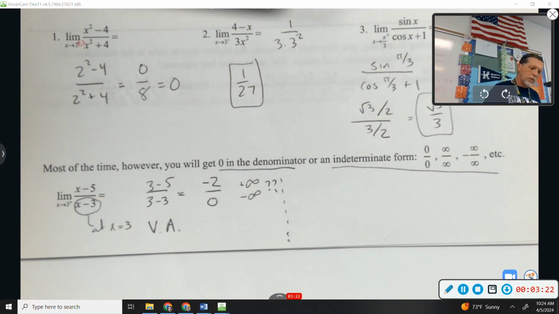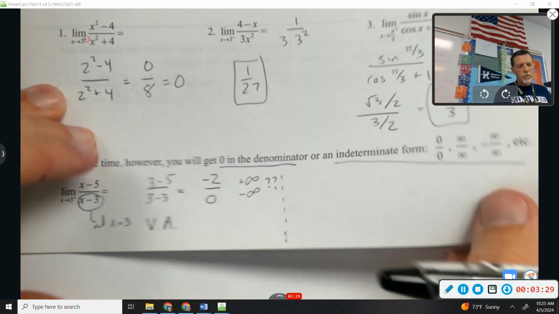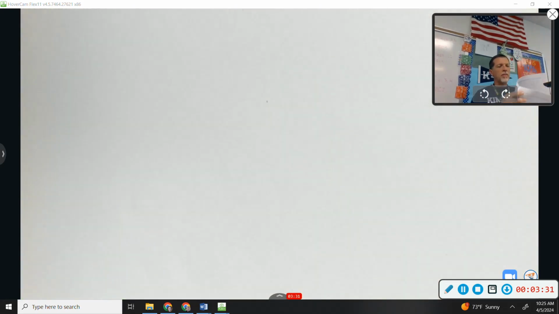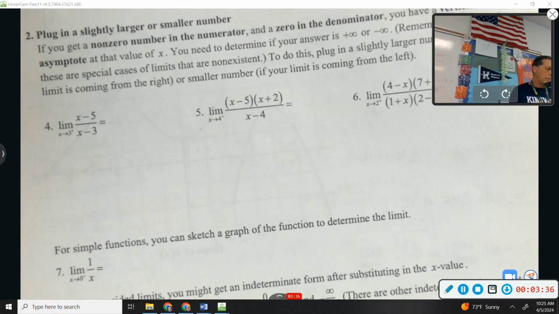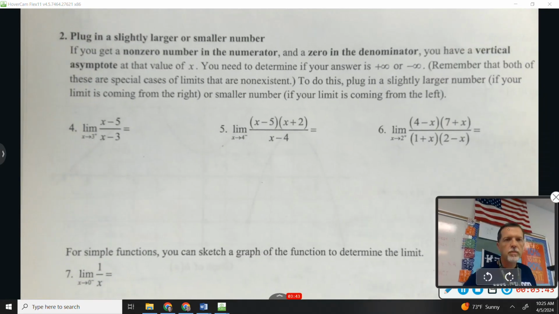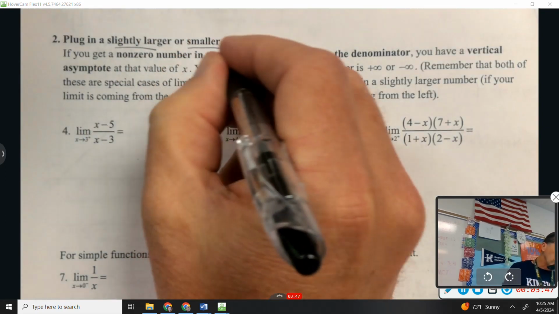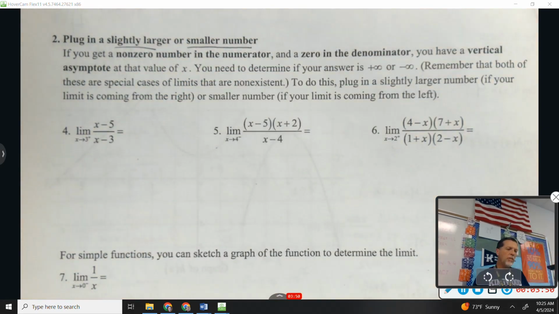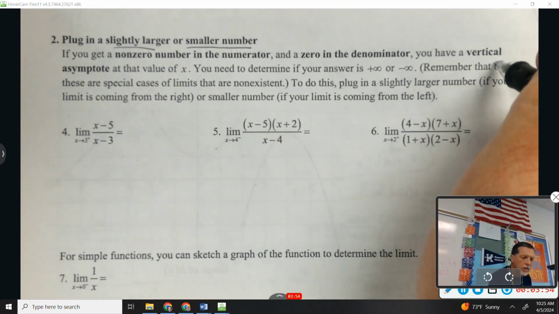But like, which one? I mean, either one of them does not exist, but if I wanted to be specific, I don't know which one it is. So that's sort of the problem with the one-sided limits. Like it should be one or the other, but I don't know which. Okay, so this is where things get a little bit funky for some people. Plug in a slightly larger or smaller number. If you get not 0 in the top, but a 0 in the bottom, then you have a vertical asymptote. That's what we were just looking at.